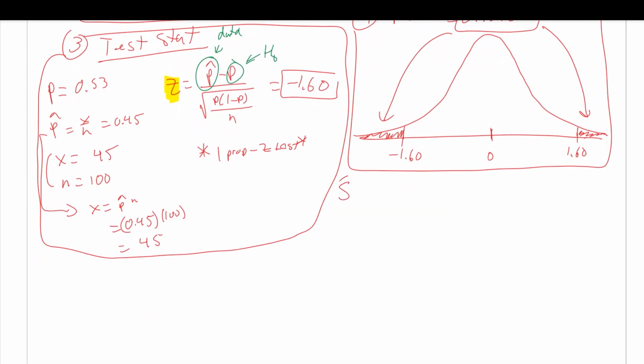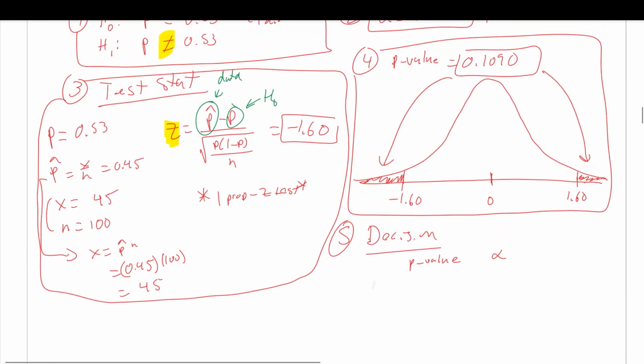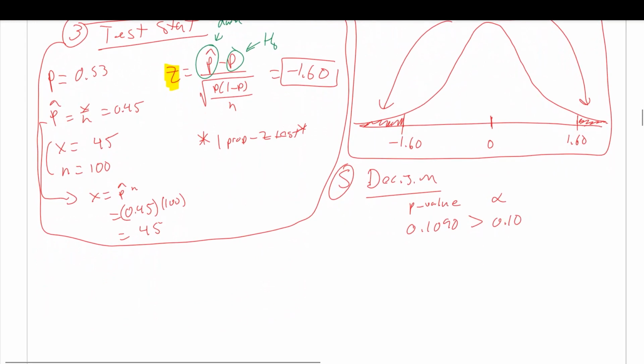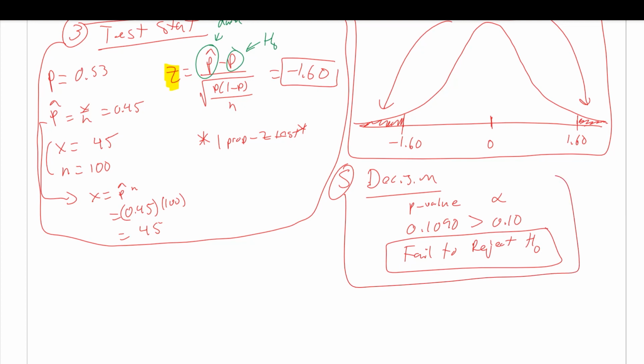Step 5, we're going to make our decision. The decision is made by comparing your p-value to your significance level, which in our case is 0.10. This is greater, so fail to reject the null hypothesis. Do not reject.